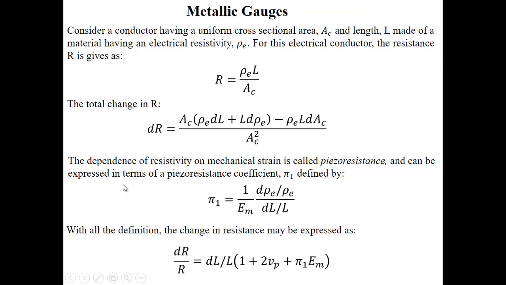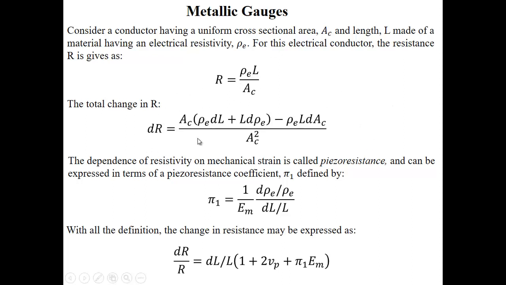We go to the metallic gauge. Consider a conductor having a uniform cross-sectional area and length, made of a material having the electrical resistivity rho. For this electrical conductor, the resistance R is given as, so this is the formula for electrical conductor resistance. So for the total change in R, we come up with this formula.